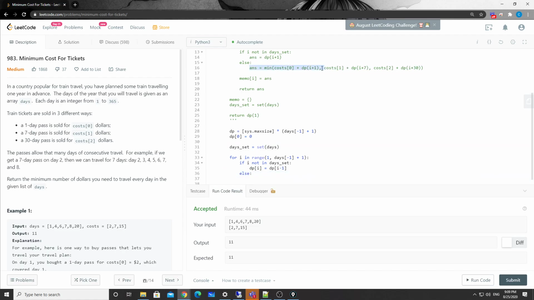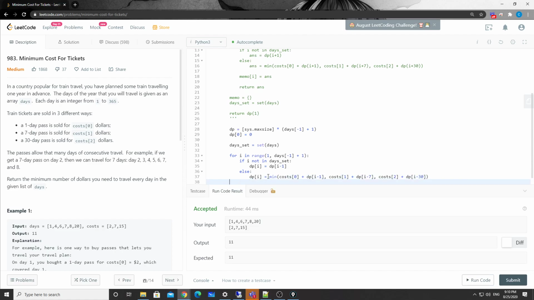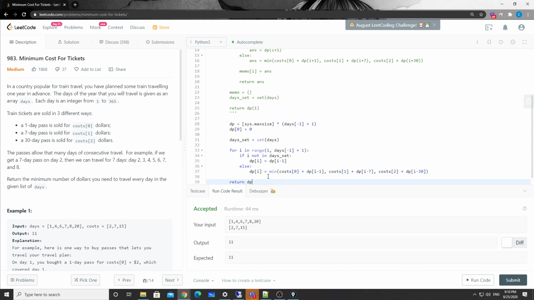Else is similar to this one basically. DP I equals the minimum of cost 0 plus dp I minus 1, or cost 1 plus dp I minus 7, or cost 2 plus dp I minus 30. And in the end we simply return the dp, the last one, which is the last day.